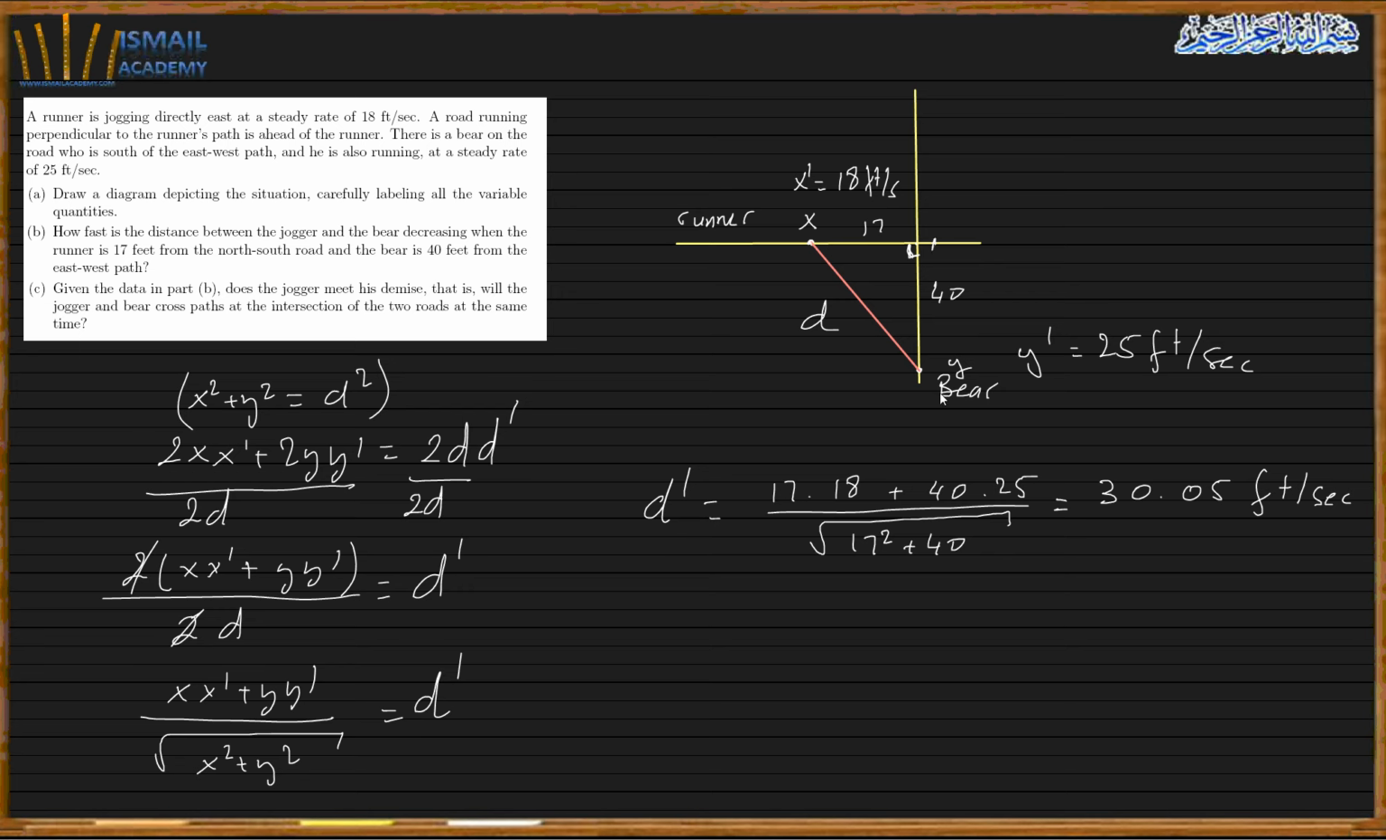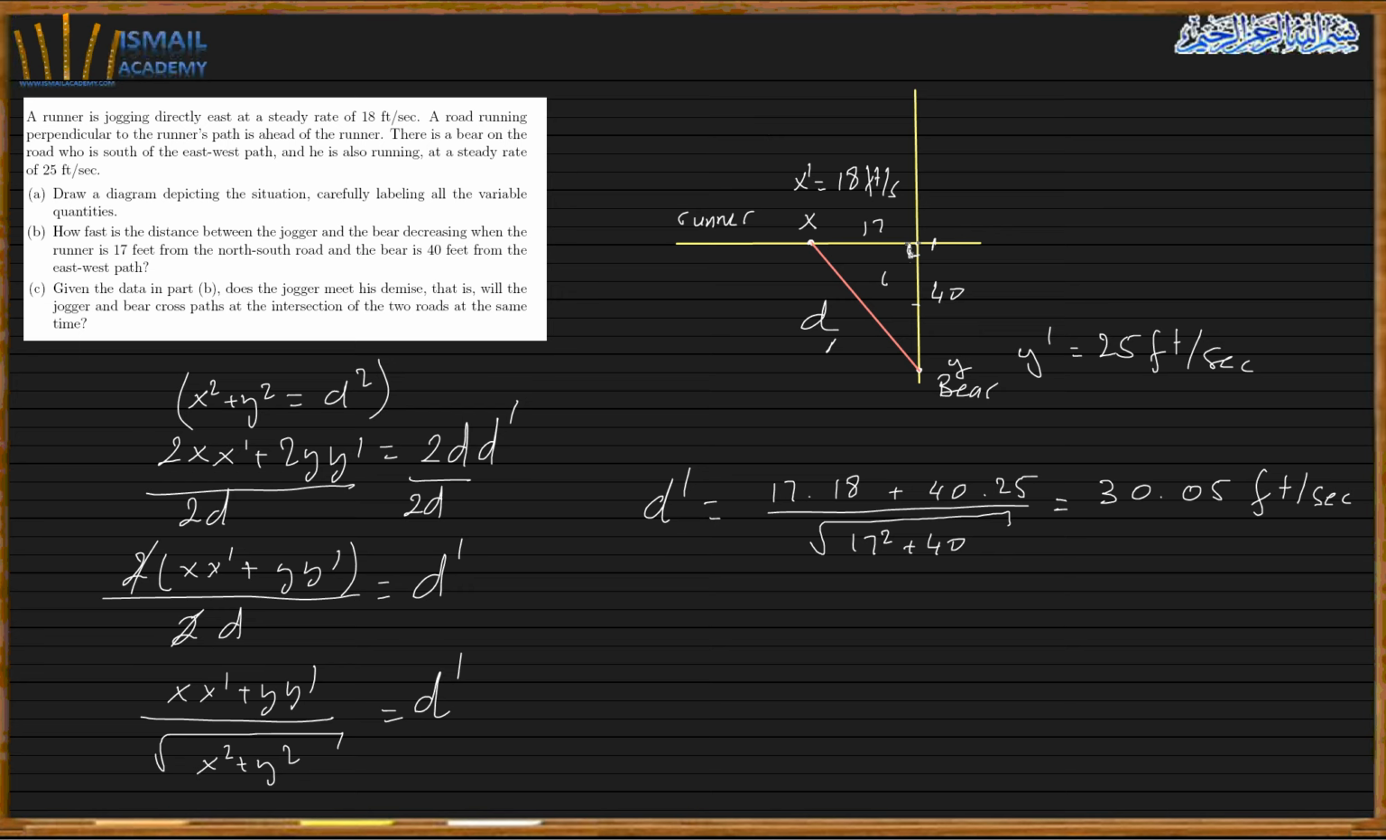At the same time, the bear, because it's running 25 feet per second, is going to be 15 away from the point of intersection. So therefore, I don't think it's going to intersect here. So I don't think so.